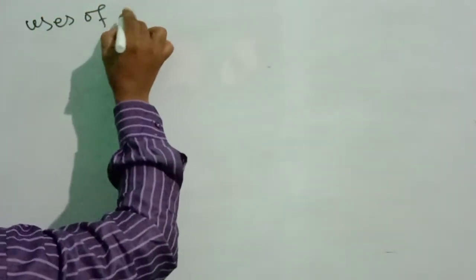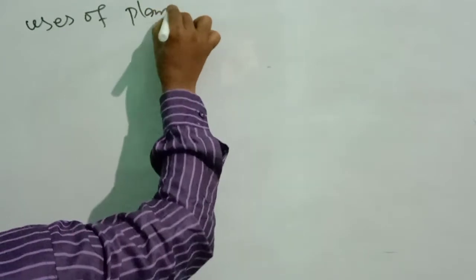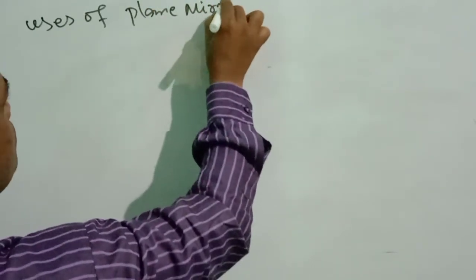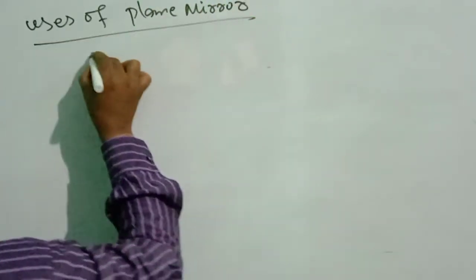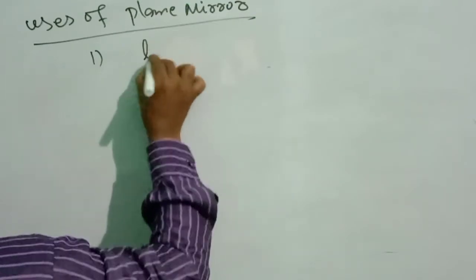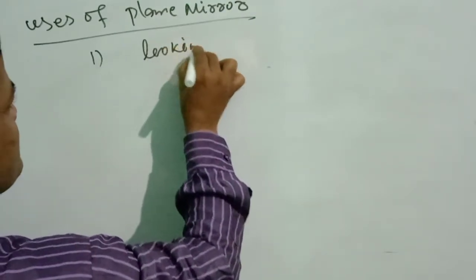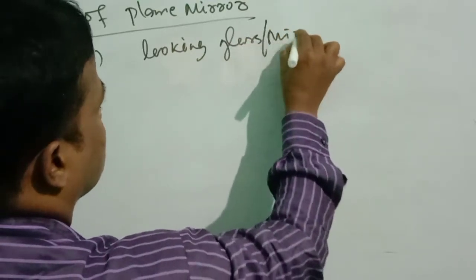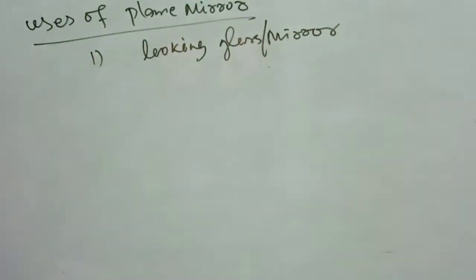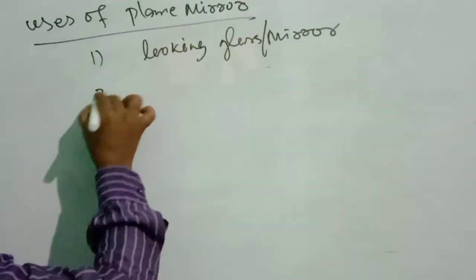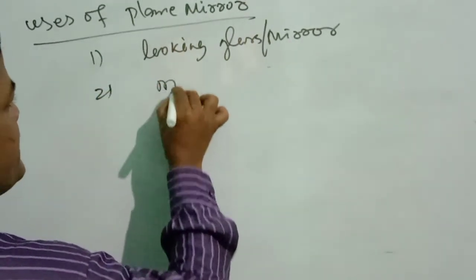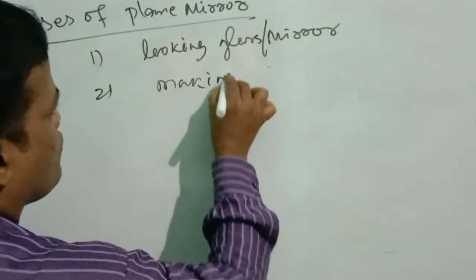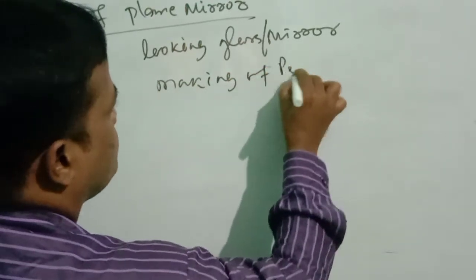Uses of plane mirror. Number one, used as looking mirrors, looking glass. We can say looking glass or looking mirror. Also used in the making of periscope.